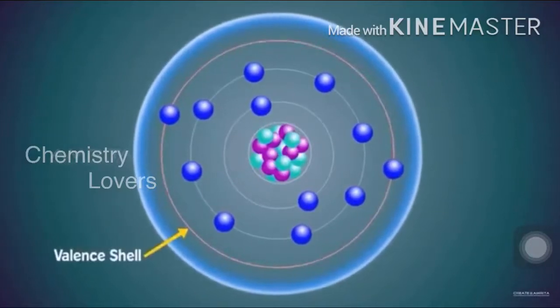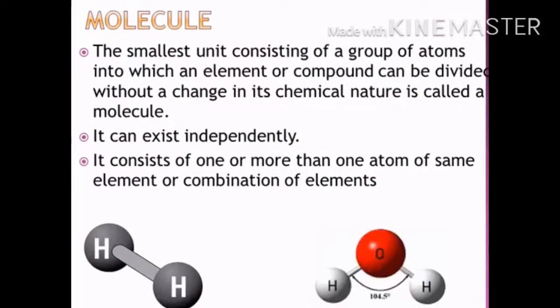So next one is molecule. The smallest unit consisting of a group of atoms into which an element or a compound can be divided without a change in its chemical nature is called a molecule. Means when two or more atoms combine with each other, they form a molecule, and a molecule is also the smallest unit that can exist independently. You can observe that oxygen is present in our atmosphere in the form of O2, like oxygen gas. This is a molecule of oxygen.